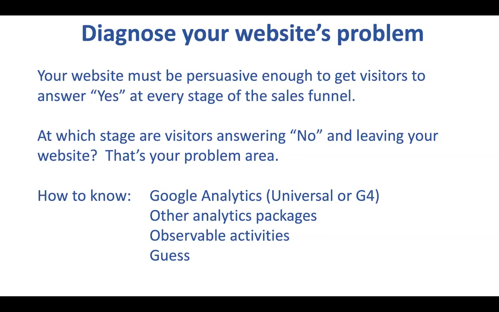Observable activities are things that are not necessarily on your website, but can contribute ideas for where the problem is. For example, did they subscribe to your newsletter? You would be able to see that. Did they call for their free consultation? Are there things that are observable that contribute to your analysis of where the trouble spot is?